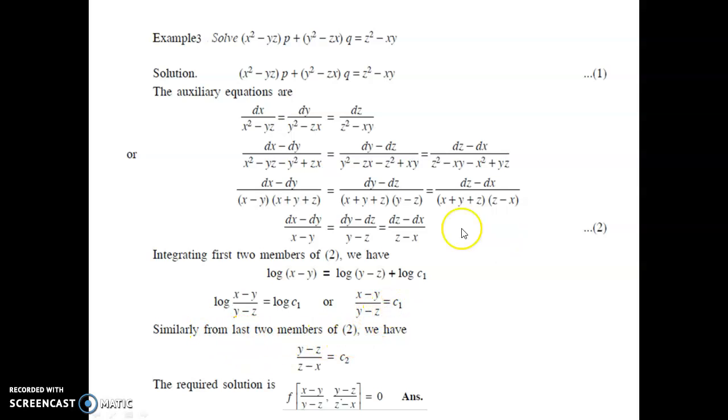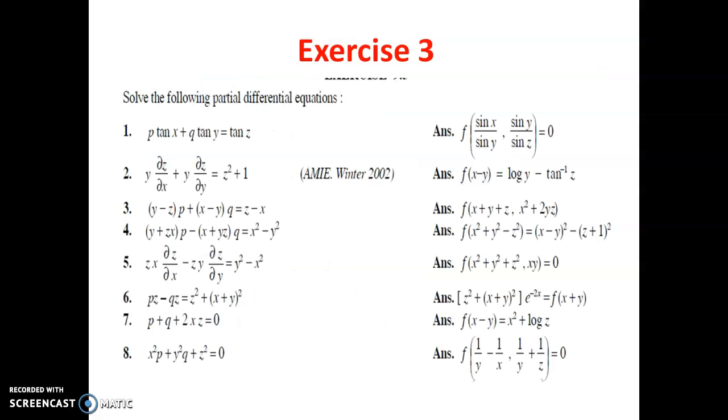Similarly, when you compare the last two members, it will give you this type of expression. So this is basically u of x, y, z equal to c1, and this is v of x, y, z equal to c2. Consequently, as described earlier, the solution will be given by f of u, v equal to 0, writing this u here and this v here. That is how you can obtain the solution. On the basis of these two ways which we have described, you can try this exercise. Thank you for listening.